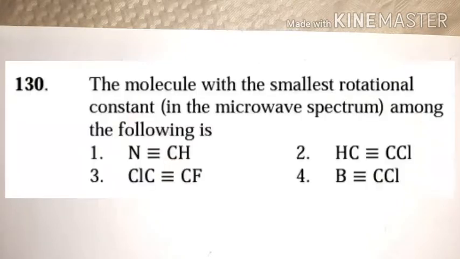Okay, let's move towards our next question. It says: the molecule with the smallest rotational constant in the microwave spectrum among the following is, and you have 4 options. Out of these 4 options you must find which molecule has the smallest rotational constant. This question is coming for 4 marks. So let's do the solution of this question, friends.